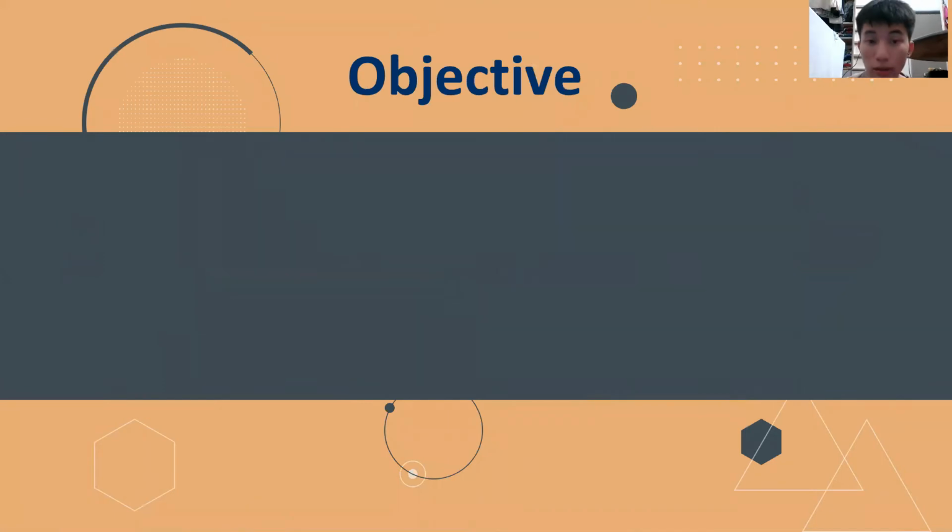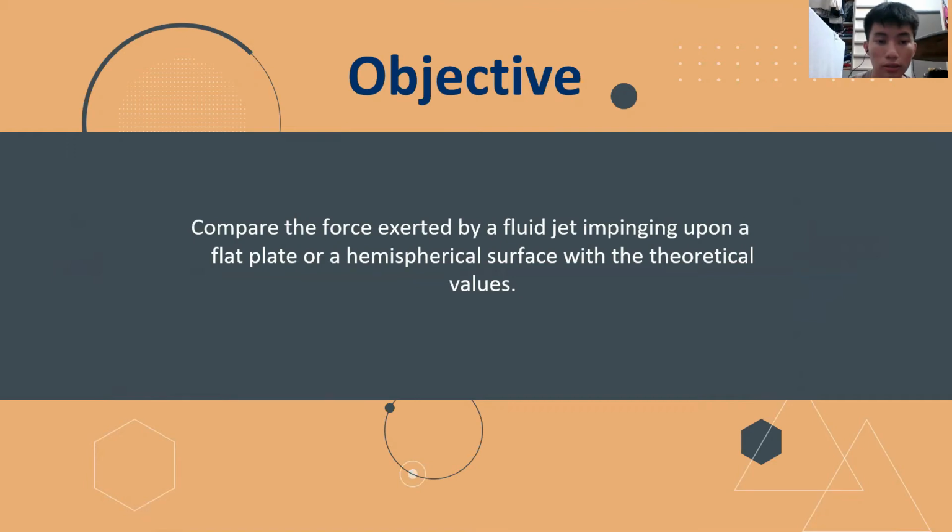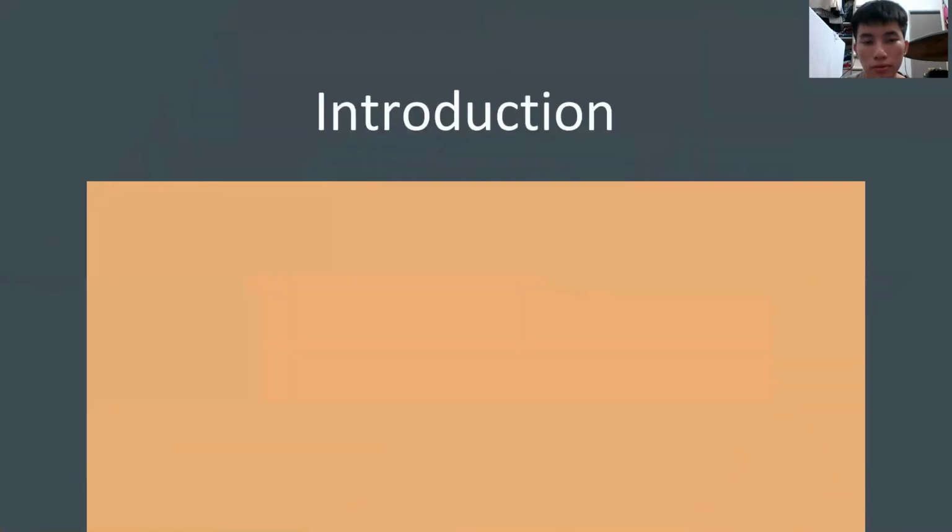This will be the objective of our experiment this time. The objective is to compare the force exerted by a fluid jet impinging upon a flat plate or a hemispherical surface with the theoretical values. Okay, so this will be the basic introduction for experiment 5.